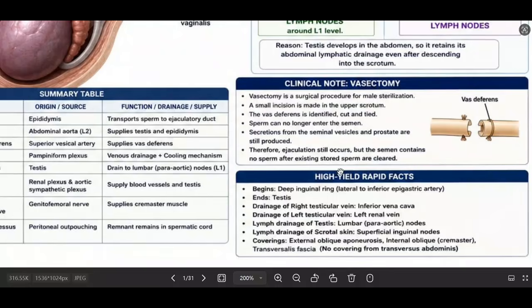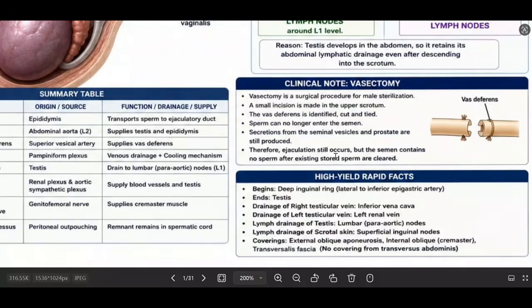Therefore ejaculation is still going to occur, but the semen contains no sperm after the existing stored sperm are cleared. In the first few post-operative ejaculations there are still some spermatozoa present, but that is just an emptying process. We are just emptying what is left behind, and after that male sterilization or infertility is completely achieved.